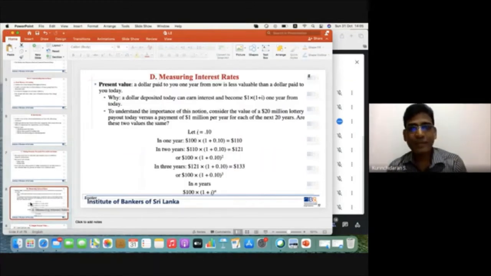Now here, first of all, measuring interest rate. You might be knowing this one. Definitely I know, but I just want to recall this in your mind. So we always used to assess the present value, right? What is meant by present value? A dollar paid to you 1 year from now is less valuable than a dollar paid to you today. Now, if somebody asks you, okay, I'm going to give you 10,000 bucks. Do you want it today or after 1 month? What would be your answer?